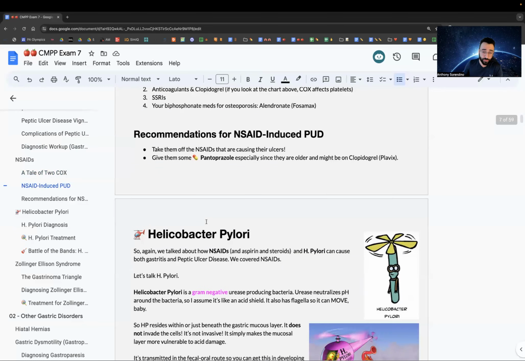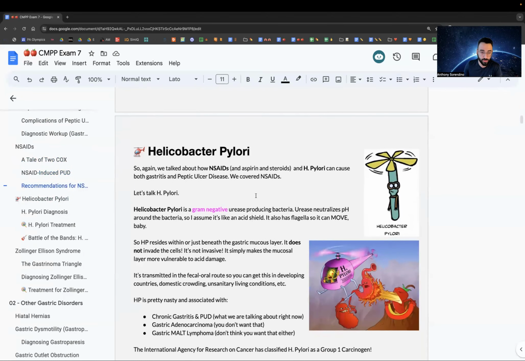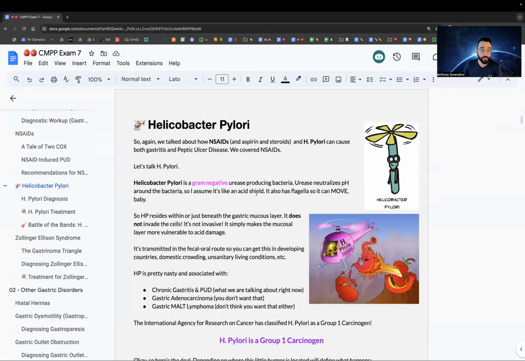Okay. If they do have peptic ulcers because of NSAIDs, just take them off the NSAIDs. We can also give them a PPI. And since they're older and they might be on something like Plavix, you want to use pantoprazole. That's the go-to anyway, just because it doesn't have a lot of interactions with other drugs. Okay, let's talk H. pylori.